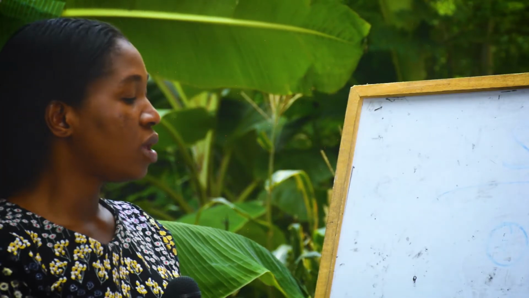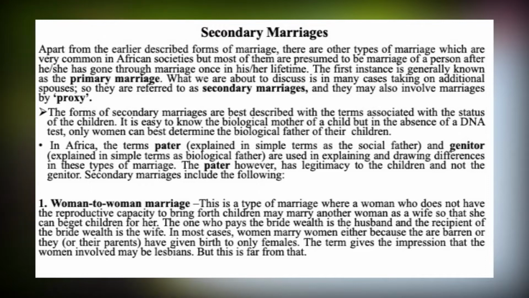Apart from these three types of marriages, which come under the general umbrella of what is referred to as primary marriages, there are other types of marriages that are referred to as secondary marriages. They are usually the type of marriages that people get involved in after they have been married once before. The first type of marriage under secondary marriage is woman-to-woman marriage.